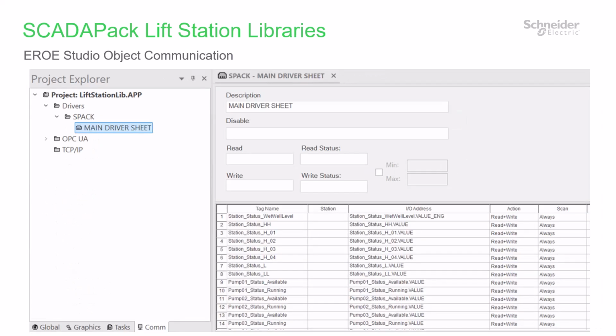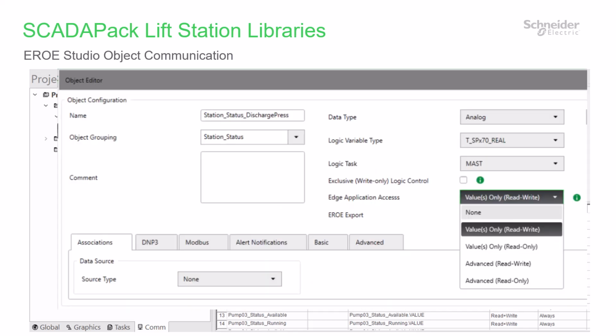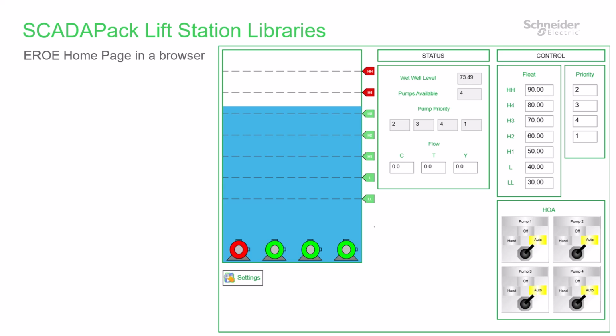Here's a look at the communication driver dialog in Aero Studio. In Remote Connect, each object your Aero application will use is configured to provide edge application access, whether read-write or read-only. Here you can see that soft HMI page in action.